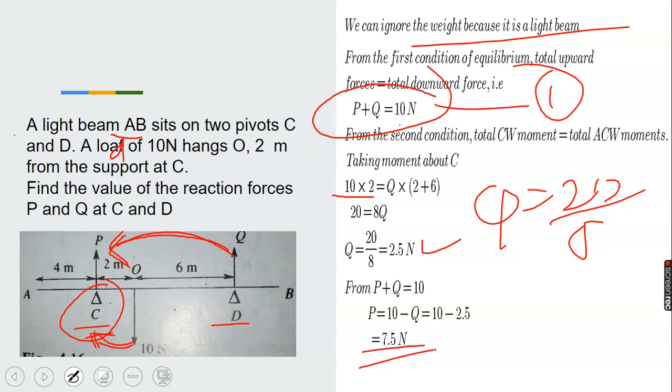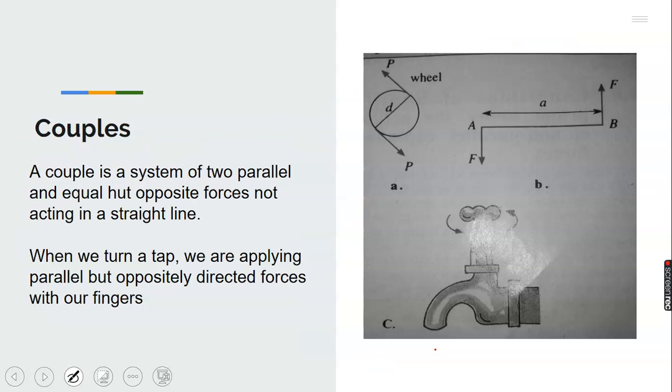The same way, if you take moment about D, that means every other force will rotate about D. The same thing will still apply. That will be P times 8 equals 10 times 6. We still have the same answer.